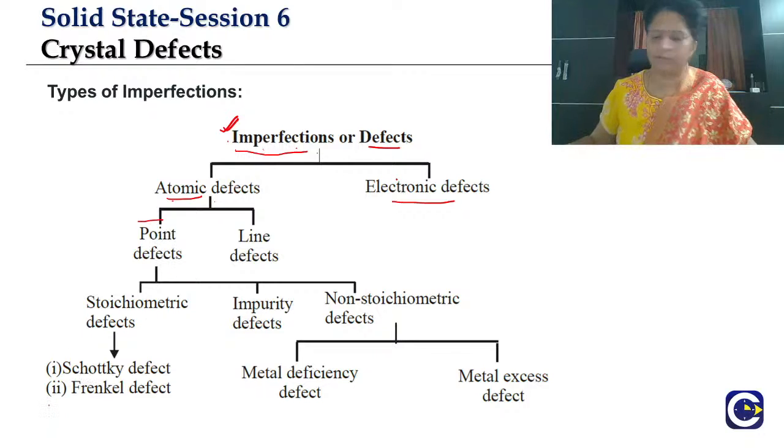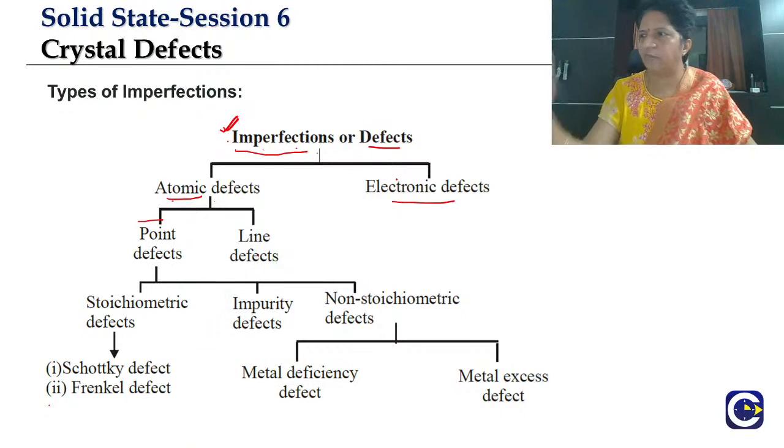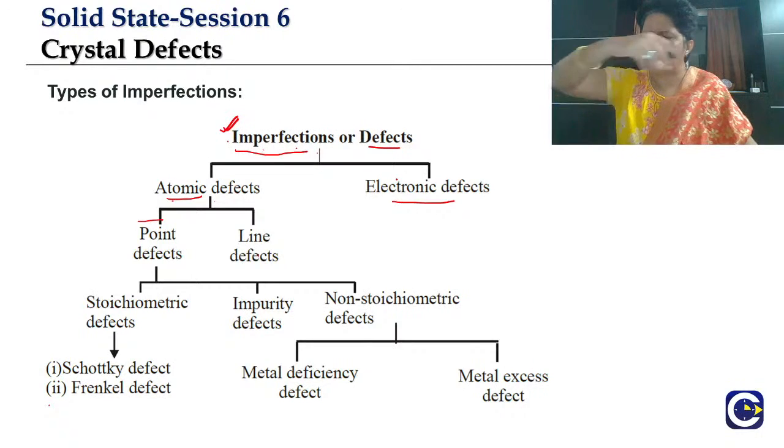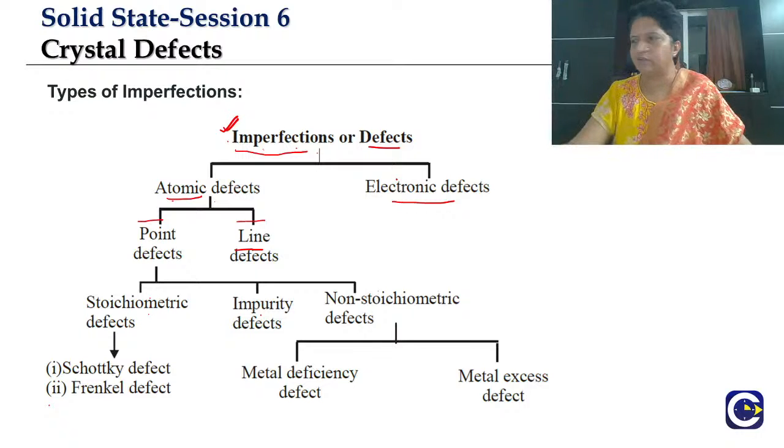In atomic defects, it can be a defect at one particular point. There can be a defect at a point, or if we take the crystal lattice, it might be in one single line. If the defect is in a line, we call it a line defect. There can be stoichiometric defects, point defects, impurity defects, non-stoichiometric defects. What do we mean by a stoichiometric defect? Even if there is a defect, the formula remains the same.